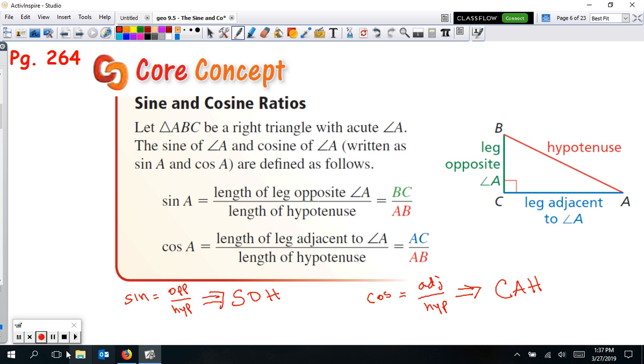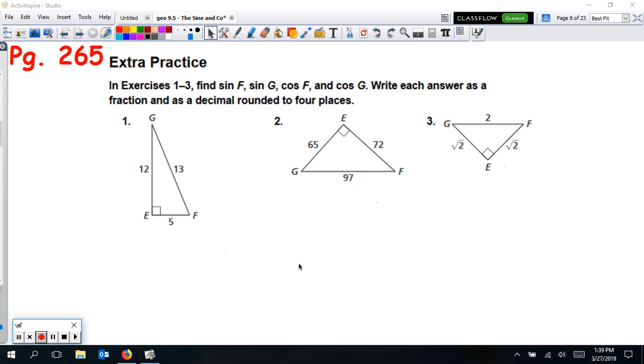Alright, so moving on, let's try a couple of our extra practice. On page 265, we're finding the sine of F and G, then the cosine of F and G of each of these right triangles. It wants us to write our answer as a fraction and as a decimal, rounded to 4 places. Starting with number 1, let's start with the sine of G. Remember, sine of G is going to be opposite over hypotenuse, so OPP over the HYP.